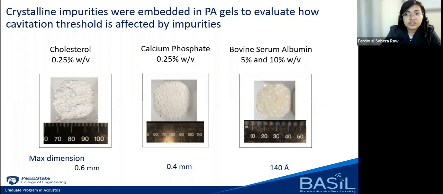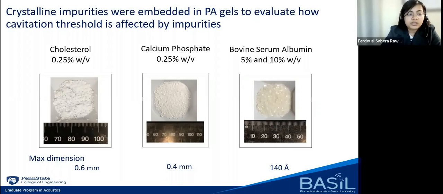And finally, bovine serum albumin, which is a common blood or plasma protein. In this experiment, we used bovine serum albumin at two different concentrations, and these had an average dimension of 140 angstrom. Adding these impurities in polyacrylamide gels introduces inhomogeneity similar to biological tissues.